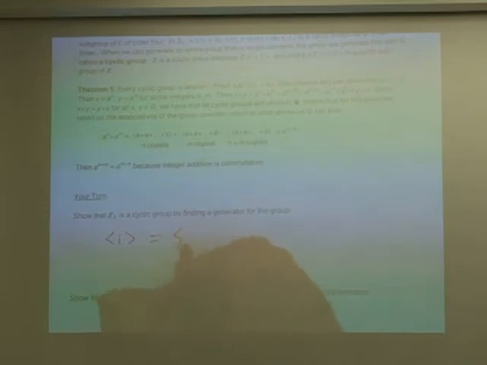Well, it's got 1 in there, and 1 plus 1, and 1 plus 1 plus 1, and 1 plus 1 plus 1 plus 1. See how this connects to basic arithmetic? And 1 plus 1 plus 1 plus 1 plus 1, which is 0. And that's the whole group, right?